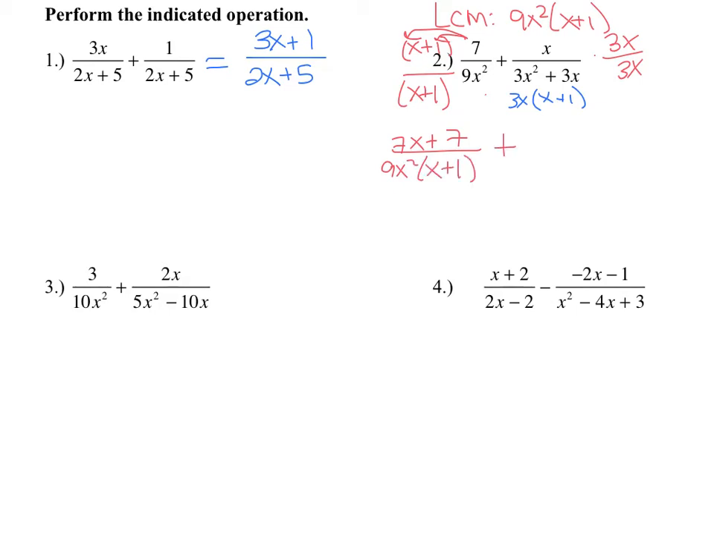For my second one, x times 3x gives me 3x squared. And in the denominator, 3x times 3x is 9x squared times the x plus 1. So that now I have a common denominator. They're both 9x squared times x plus 1. So I combine the numerators, and I'll have 3x squared plus 7x plus 7 all over 9x squared times x plus 1.